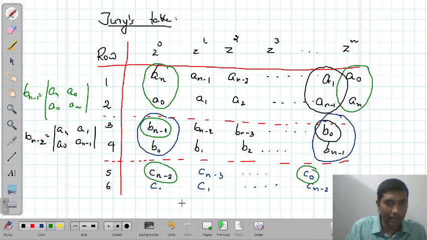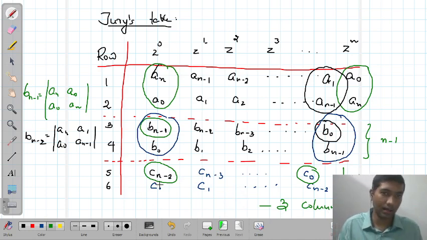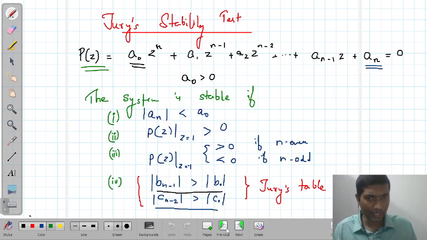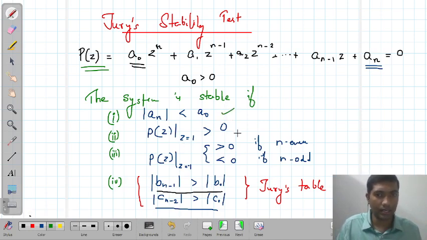This will continue, and it is important to note that this will keep on reducing. Here you have n elements, and in the second iteration we have n minus 1 columns. Here you have n minus 2 columns. So this needs to continue till there are three columns. Till we have three columns, we need not go beyond that. So that is the construction of Jury's table. This is how you will check the stability using the Jury stability test. You check the first and second conditions, and the third and fourth conditions by constructing Jury's table.